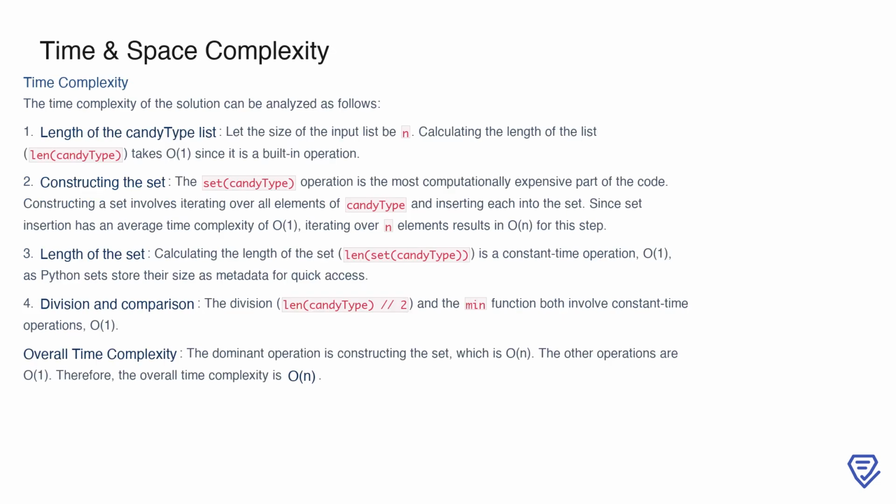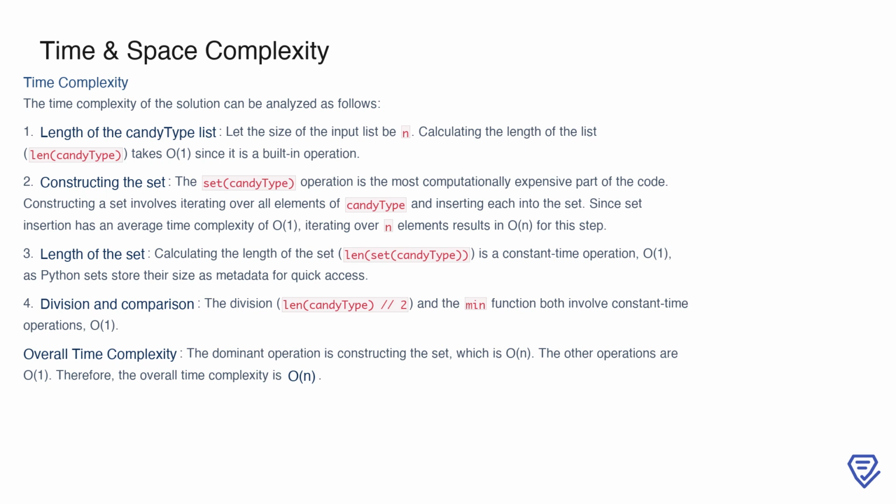To analyze the time complexity of our solution, let's break it into its key steps. First, determining the length of the candy type list is a straightforward operation that takes constant time, or O(1), since Python has a built-in mechanism to retrieve the length of a list. The most computationally expensive part comes next, constructing the set from the candy type list. This involves iterating through each of the n elements in the list and inserting them into the set. Since the average time complexity for inserting into a set is O(1), iterating over all n elements results in an O(n) operation for this step.